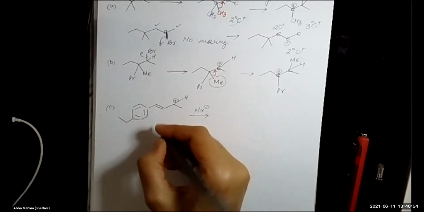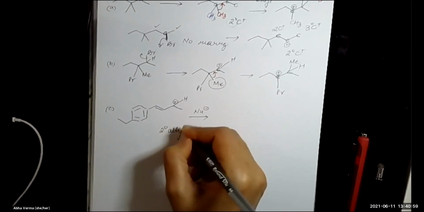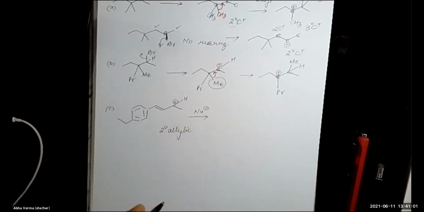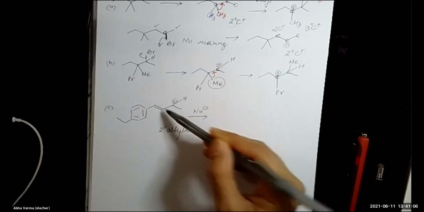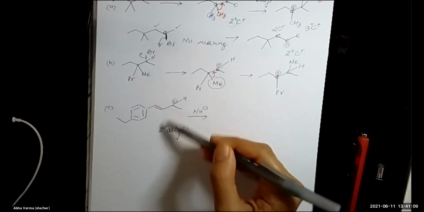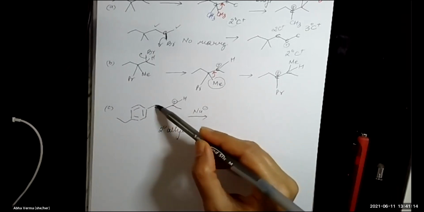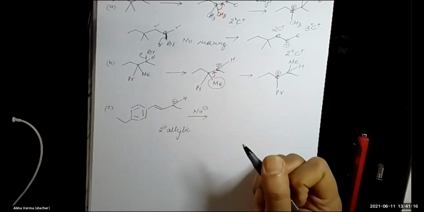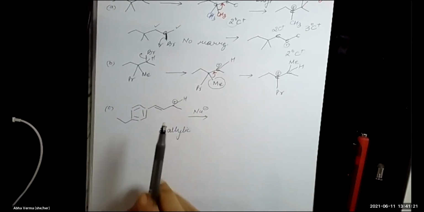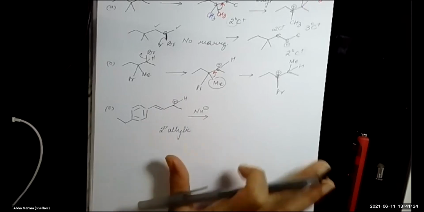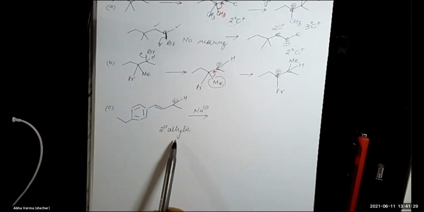So this right here is a secondary allylic kind of carbocation. Why secondary allylic? Because this carbon is attached to two carbons, and that's why it is labeled secondary. And it's not just secondary, it is a secondary allylic carbocation. Do you see how I have classified this carbocation? So now this carbocation is quite stable already. Why? Because benzylic and allylic are considered stable.